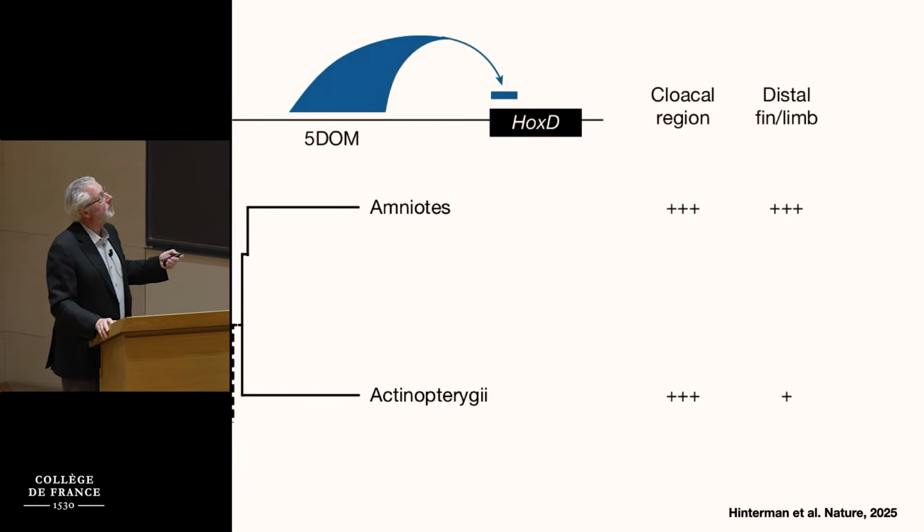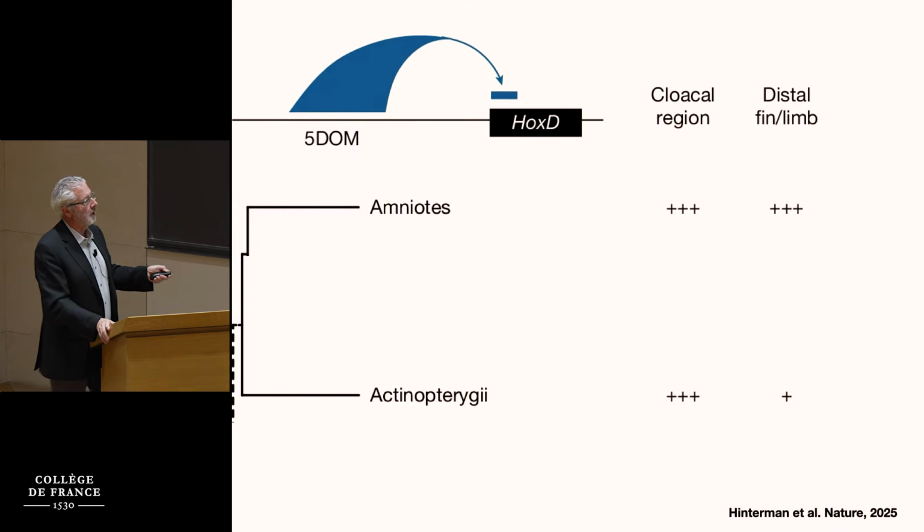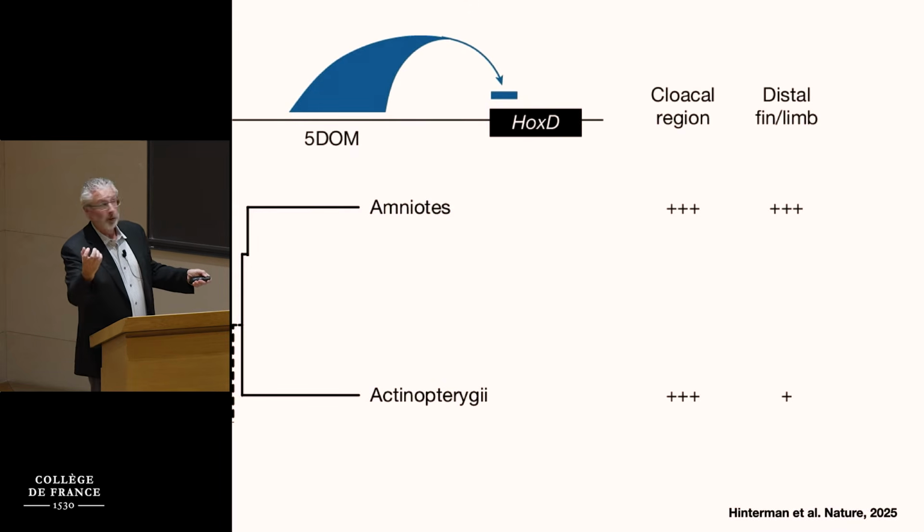That is, if you look at this region, which we're calling 5-DOM here, which drives HOXD expression in limbs and the urogenital system, in an amniote like a mouse, it drives strong expression in the distal fin, the distal limb, I should say, and in what will become the urogenital system in the cloaca region. But in a fish, in this ray fin fish, Actinopterygian, you have the cloacal function, but the fin function is seriously reduced.